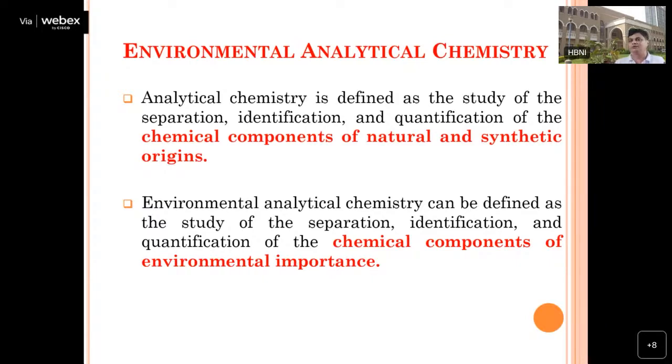For example, if soil is there, about say 60% is silicates, then some organic compounds are there, moistures are there, and some other elements. But otherwise, it is basically an unknown matrix to us. So this is the variation between normal analytical chemistry and environmental analytical chemistry, which can be defined as the study of separation, identification, and quantification of the chemical components of environmental samples.